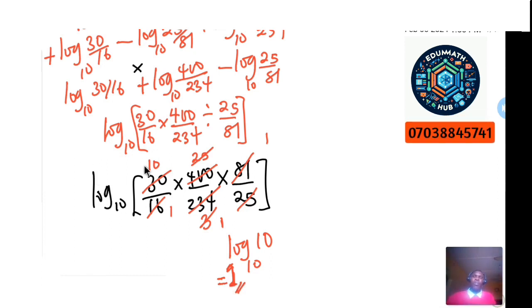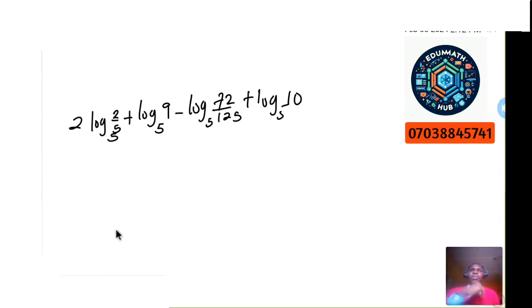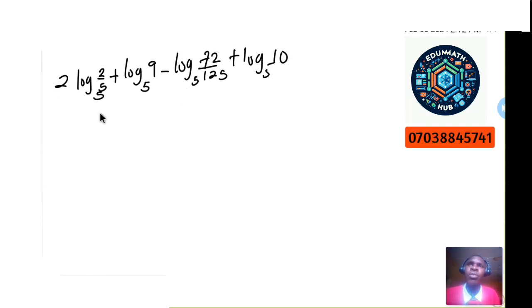So let's take one more example. So welcome back. We have one more example here. The logarithms here in this case are to base 5. So you have 2 log base 5 of 2 over 5 plus log of 9 to base 5 minus log base 5 of 72 over 125 plus log of 10 to base 5. So in this case all the logarithms are to base 5. The first thing to do is to simplify everything, then use the laws of logarithm to break it down.